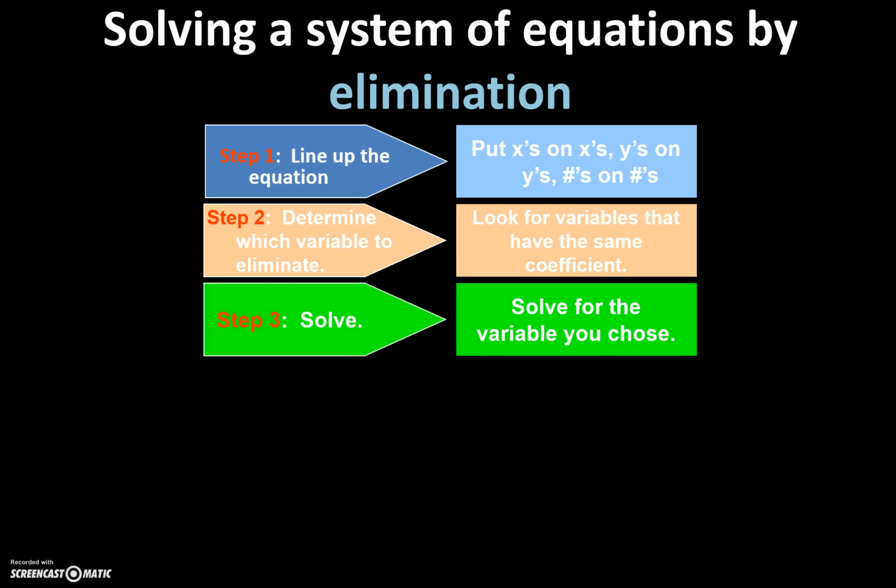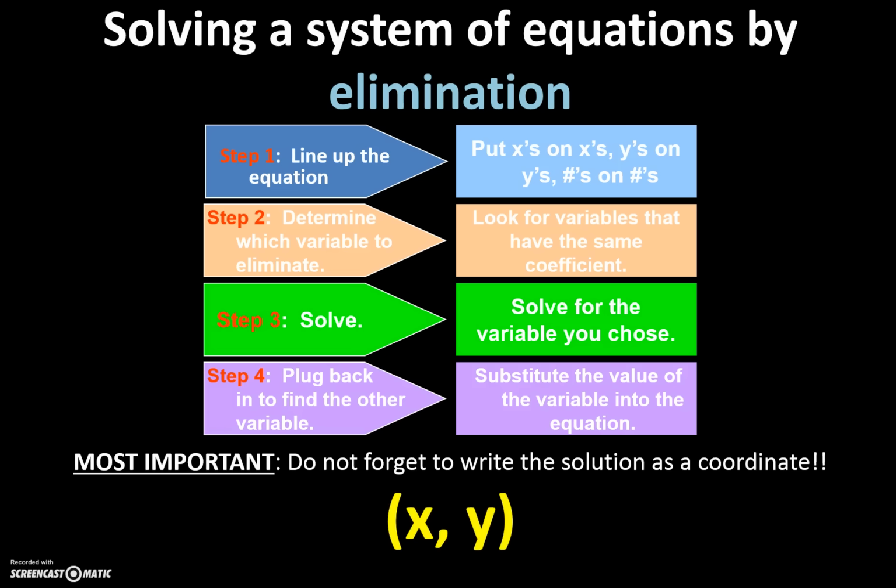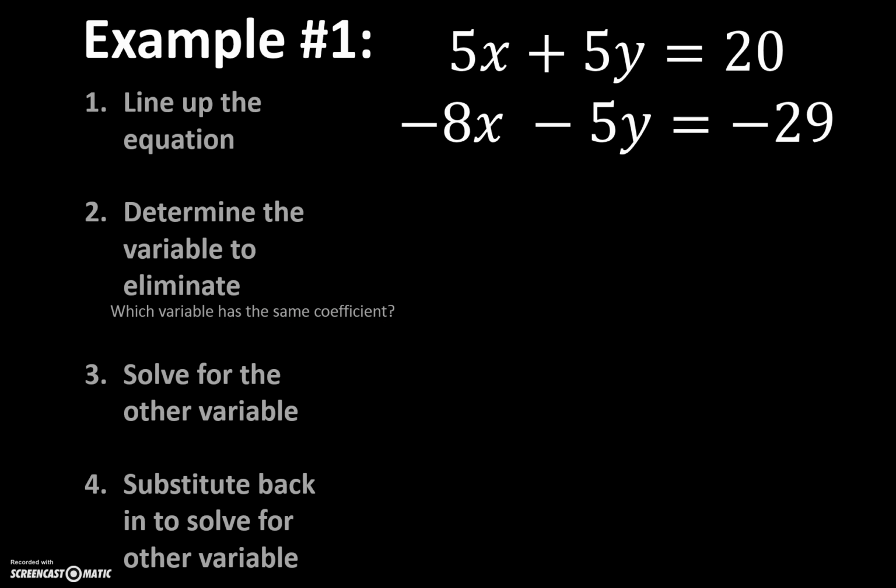From there, we're going to solve. This means we're either going to use same sign, subtract, or different signs, we're going to add, to eliminate a variable, and we'll solve for one of them. From there, we're going to plug that variable that we just solved for back into one of the two equations and get our second variable. The most important thing here is we're going to create a coordinate in the form of x comma y. Now sometimes it won't be x and y. In that case, make sure you're using the variable that is first in alphabetical order, followed by the second one. So here's our first example.